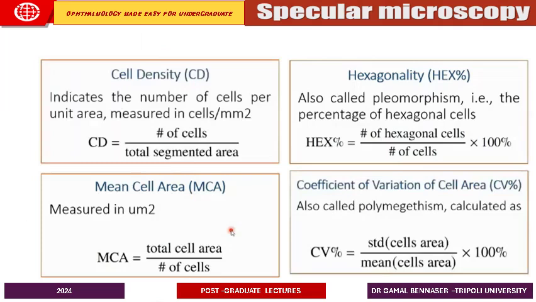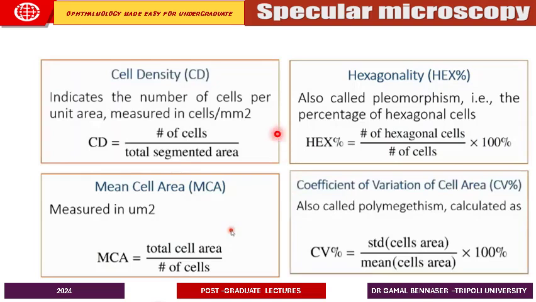Now, as far as we are speaking about the endothelial cell layer, I would like to take this opportunity to speak a little bit about how we measure or assess the endothelial cell layer using what is known as specular microscopy. Specular microscopy is the method by which we can assess the endothelial cells quantitatively as well as qualitatively.